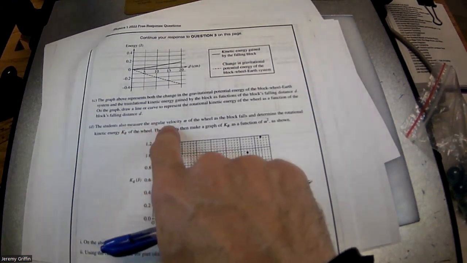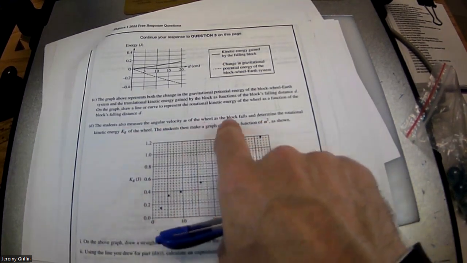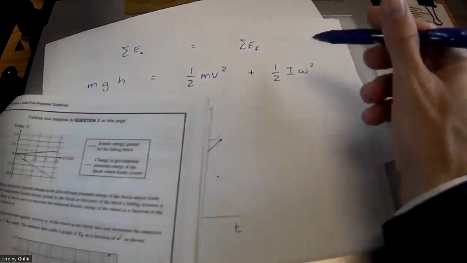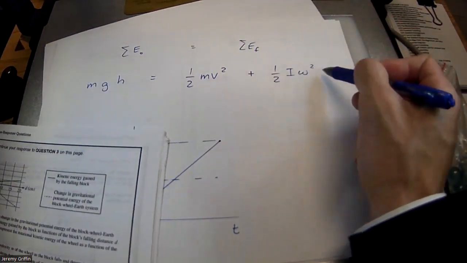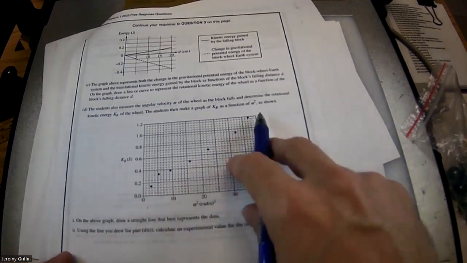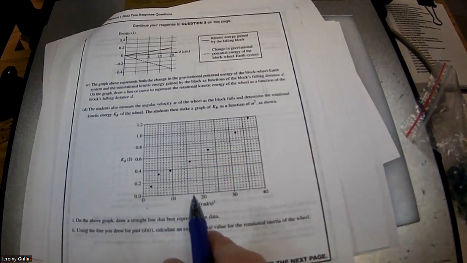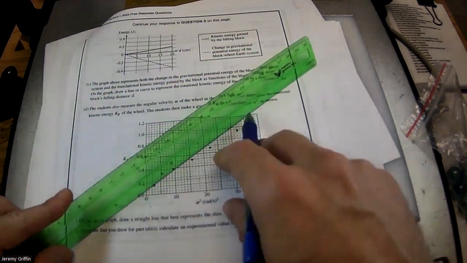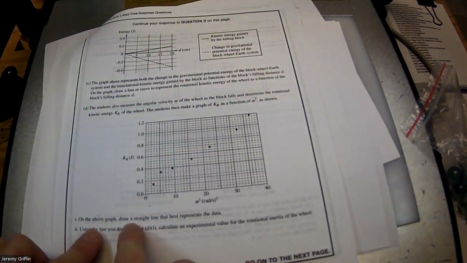Students also measure angular velocity, omega, as it falls, and the rotational kinetic energy of the wheel. So if you're talking about this omega and this rotational kinetic energy, they plot rotational kinetic energy as a function of omega squared. Should these points line up in a linear graph, a straight line? They should. In fact, it says draw a straight line that best represents the data. They're helping you out, straight line.